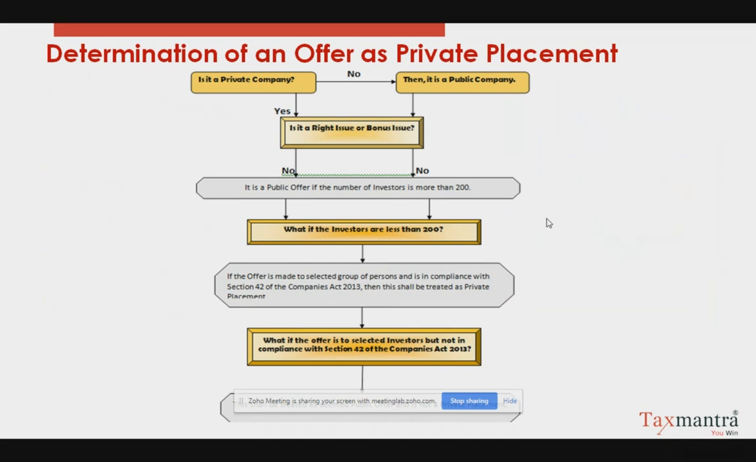The other question can be, what if the offer is to selected investors? That is, you have selected the people, the number of investors is less than 200, but it is not in compliance with Section 42 of the Companies Act. What in such a case? If it is not in compliance with Section 42 of the Companies Act 2013, then this shall be treated as a deemed public offer and this shall not be a private placement.